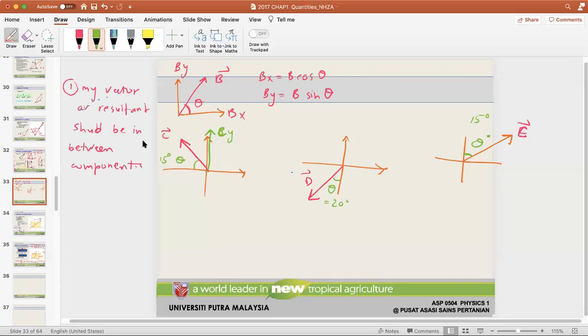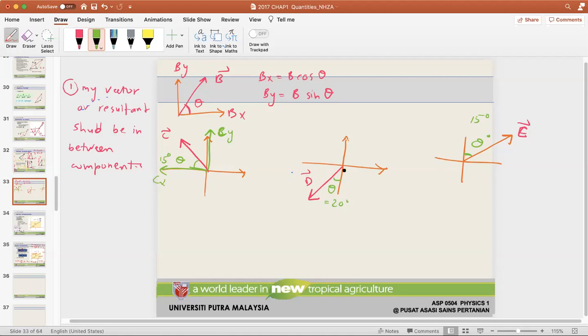Okay. So I said, okay, Aiman Afika, I said my vector or resultant should always be in between components. And we have seen this for the first example, whereby my vector B or my resultant B is in between Bx and By. So if this is the case for C, my Cy should be here and here, right? So my Cy is going in the positive y direction, and my Cx component, or my x component for C, is going in the negative x direction.